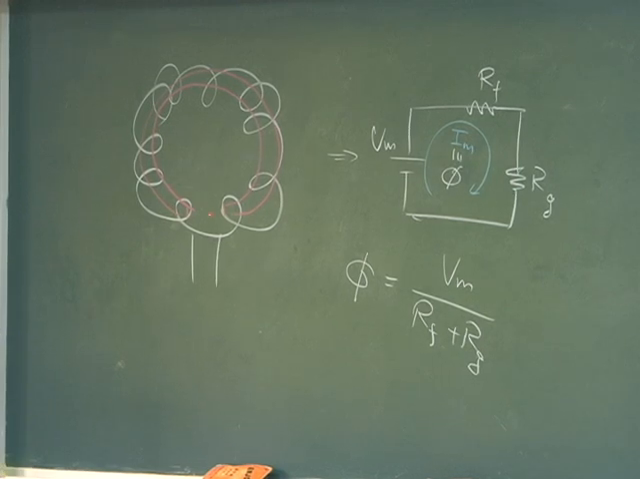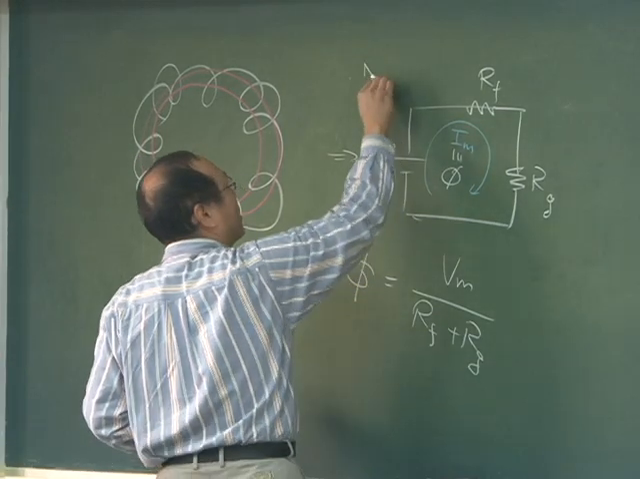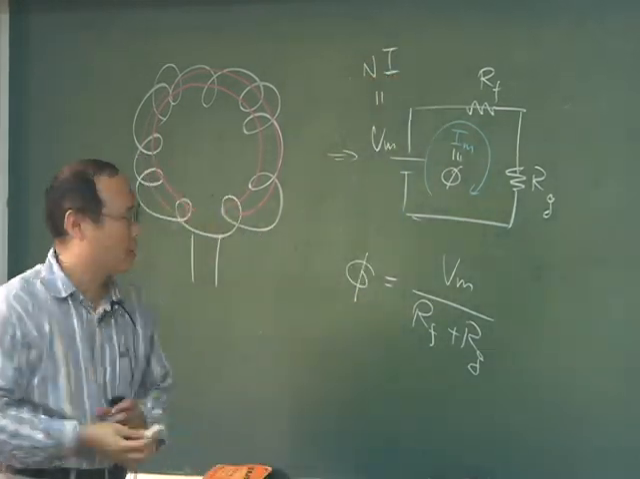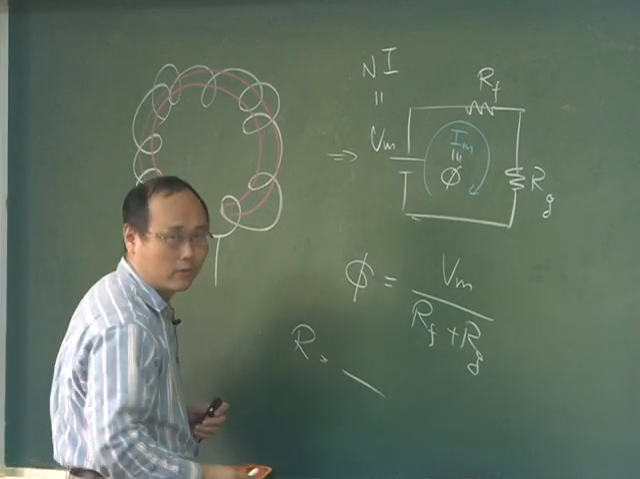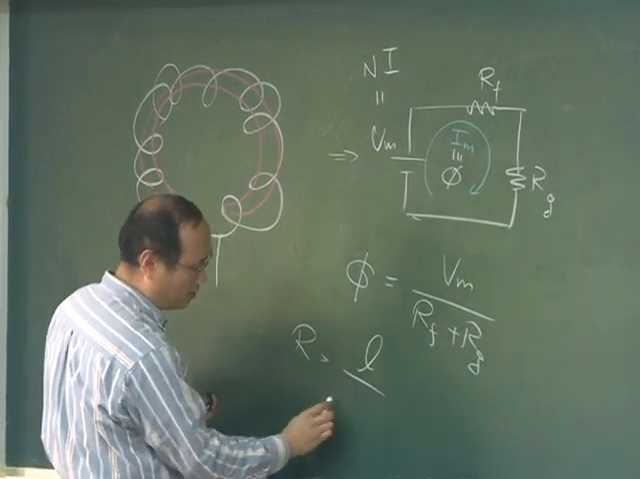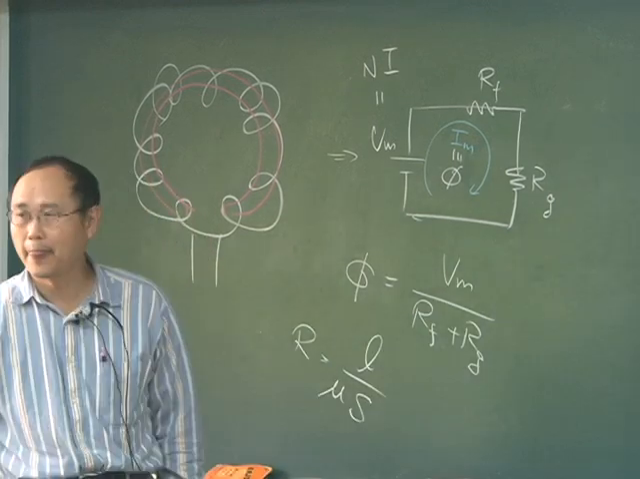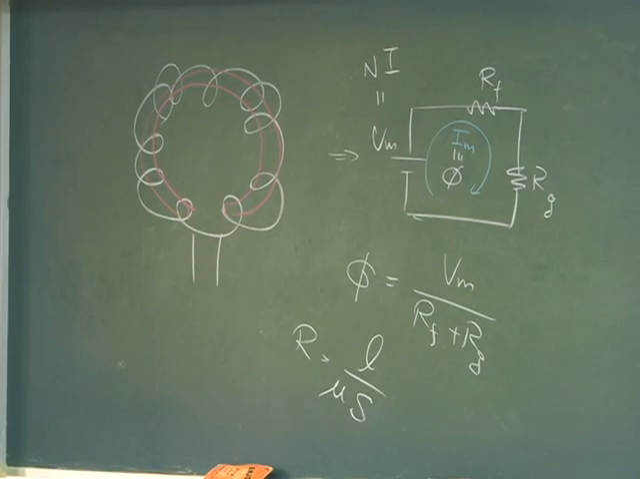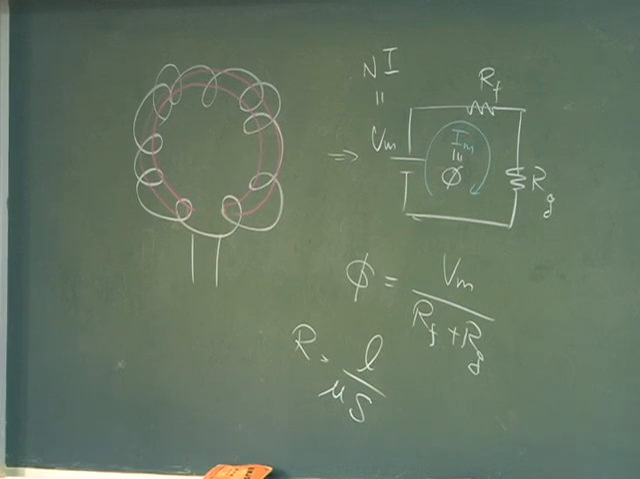So you can convert this magnetic circuit into an electric circuit and then use the familiar Ohm's law to do the calculation. And this Vm is equal to Ni. And this R is equal to what? L over mu S. Any questions? So you can use your familiar Ohm's law and circuit theory to calculate the magnetic flux.